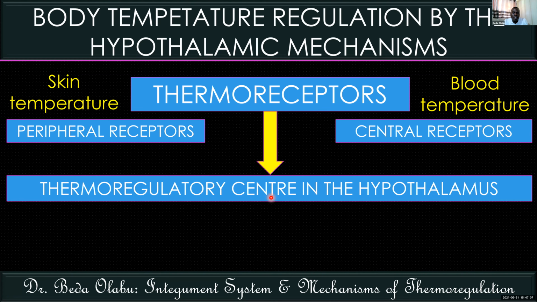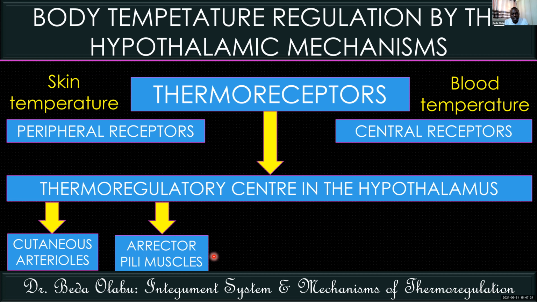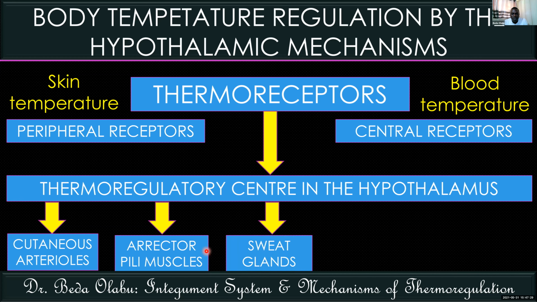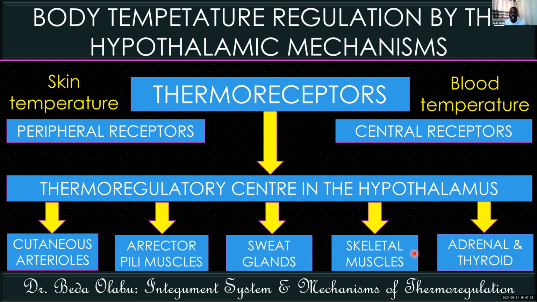These mechanisms that the hypothalamus initiates will be targeting some key effector organs. One of them are the blood vessels on the skin. They are a target. We also have the arrector pili muscles of the skin. They're also a target. Sweat glands on the skin are also a target. Skeletal muscles are targets. And lastly, the adrenal and the thyroid glands are also targets.